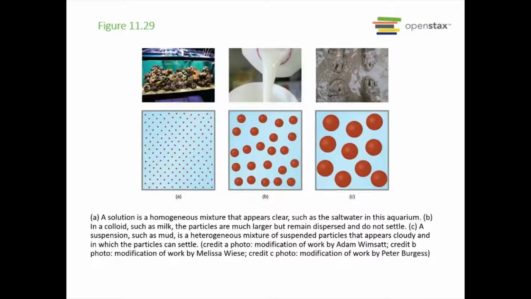Just some examples. A solution is a homogeneous mixture that appears clear, such as salt water in that aquarium in A. In B, milk is a colloid. The particles are much larger but stay dispersed in the milk. They don't settle. And then suspensions, like mud, are heterogeneous. You've got these big suspended particles that make it look cloudy, and they can settle.